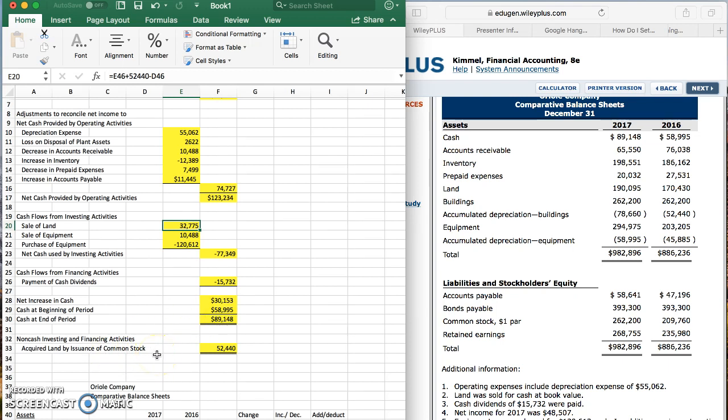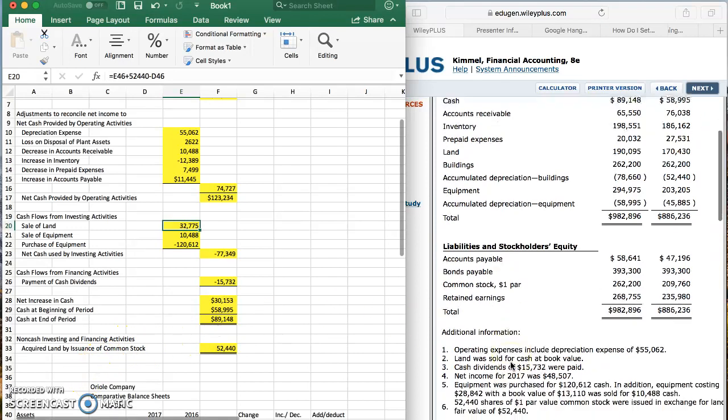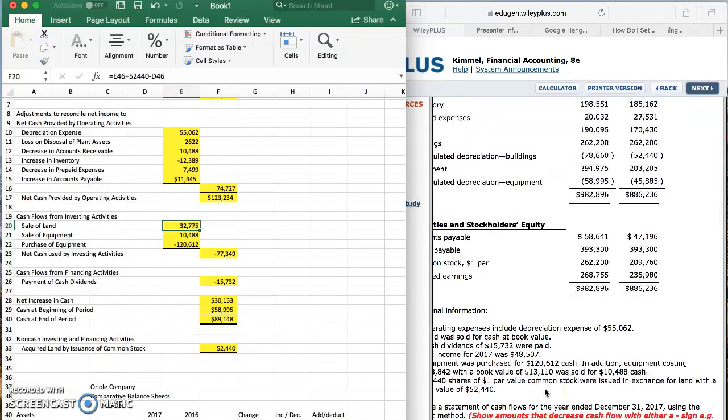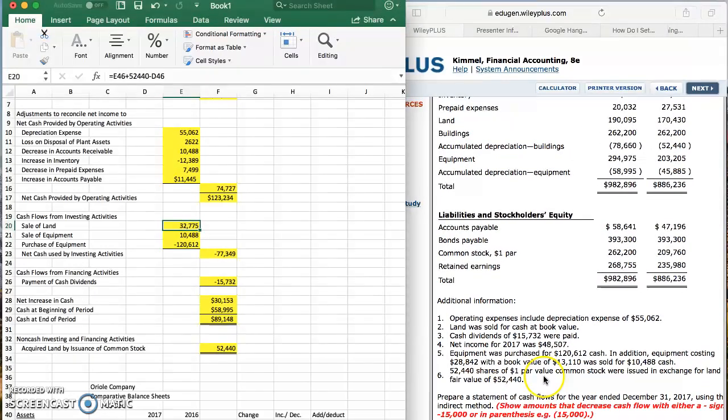Now, we do have this non-cash investing and financing activities. Since it says down here that common stock was issued in exchange for land, we just multiply the number of shares times the par value, and we get the $52,440 for the non-cash investing and financing activities.